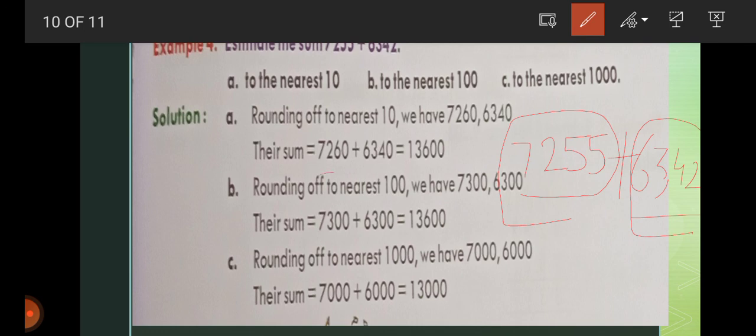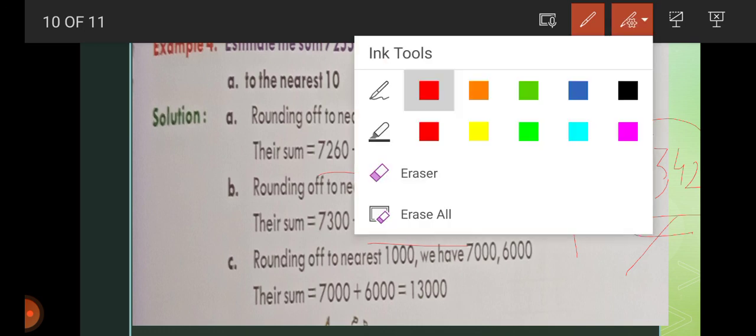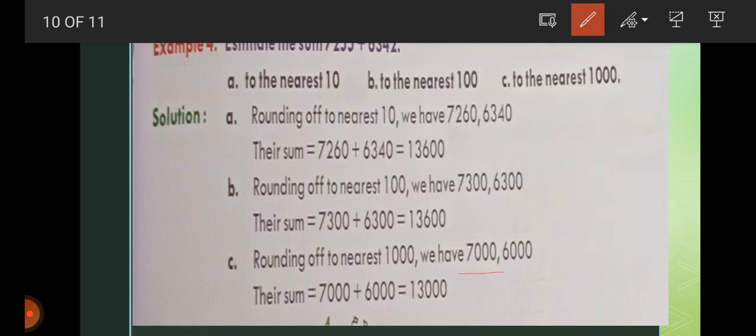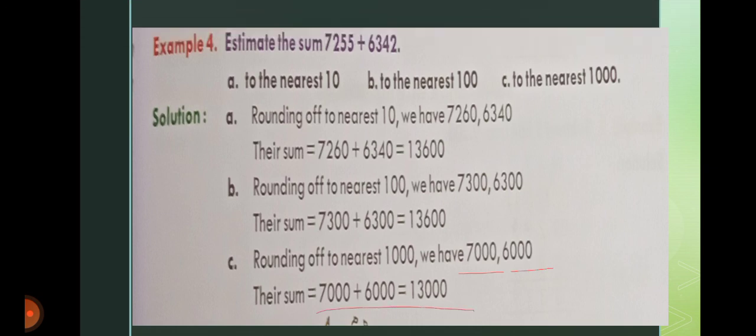Then after that, add them. If they are asking you for the nearest 100, then again find the rounded off value to the nearest 100 for this and this, then add, right? For the nearest 1000, you have to find the rounded off value for both, that is 7,000 and 6,000, then add both, right? In this way you will do estimation of sum.